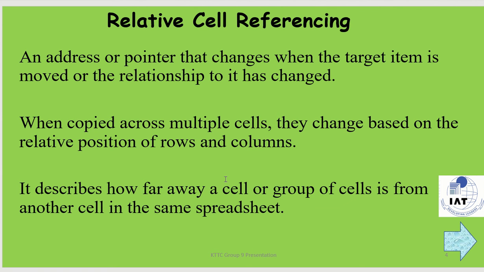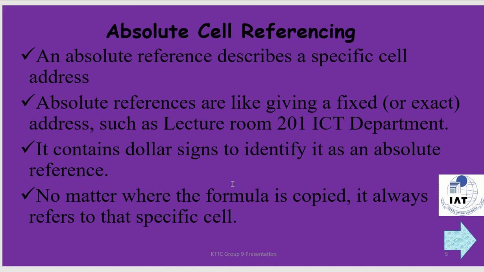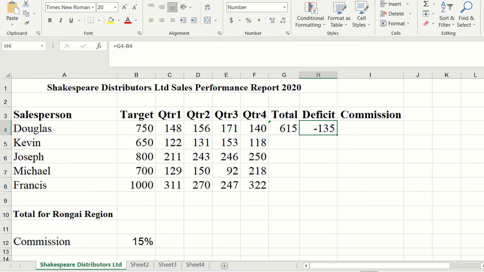For relative cell referencing, it describes how far away a cell or a group of cells is from another cell in the spreadsheet. When copied across multiple cells, they change based on the relative position of rows and columns. For absolute referencing, it describes a specific cell address. It's like giving a fixed or exact address, such as lecture room 201, ICT department, and it contains dollar signs to identify it as an absolute cell reference. No matter where the formula is copied, it will always refer to that specific cell. Now let's go to the demo and see the difference.